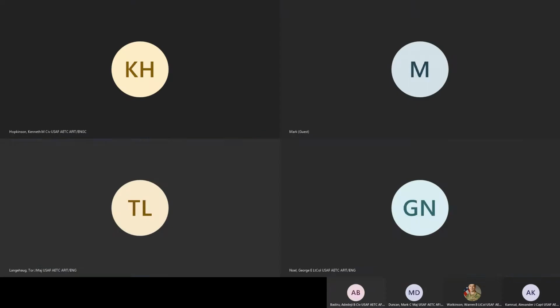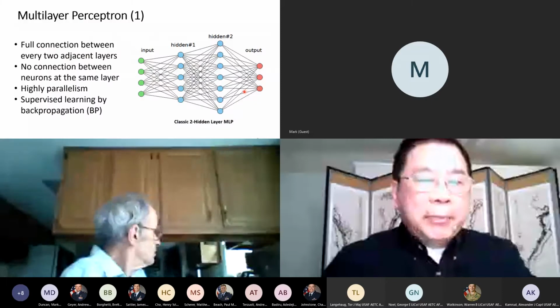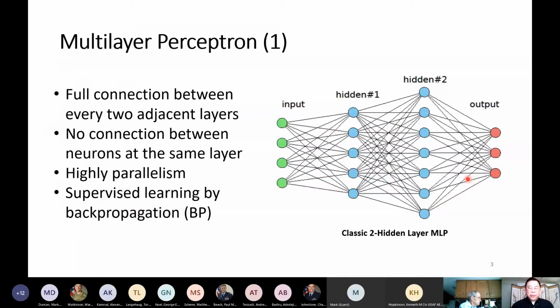For classification problems, the multi-layer perceptron is well understood. Here I show the input layer. The number of nodes denotes the number of features, and for the output, the number of nodes denotes the number of classes you want to classify. And here I put two hidden, intermediate layers, and we don't know what they are, but we have a full connection between nodes of two adjacent layers.